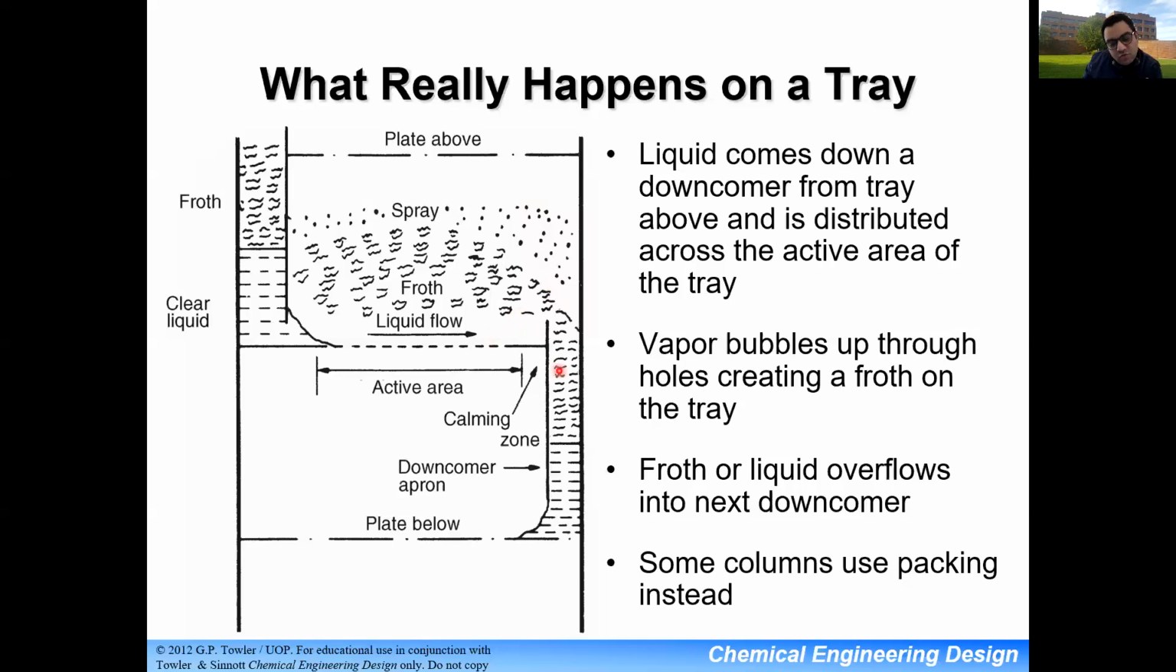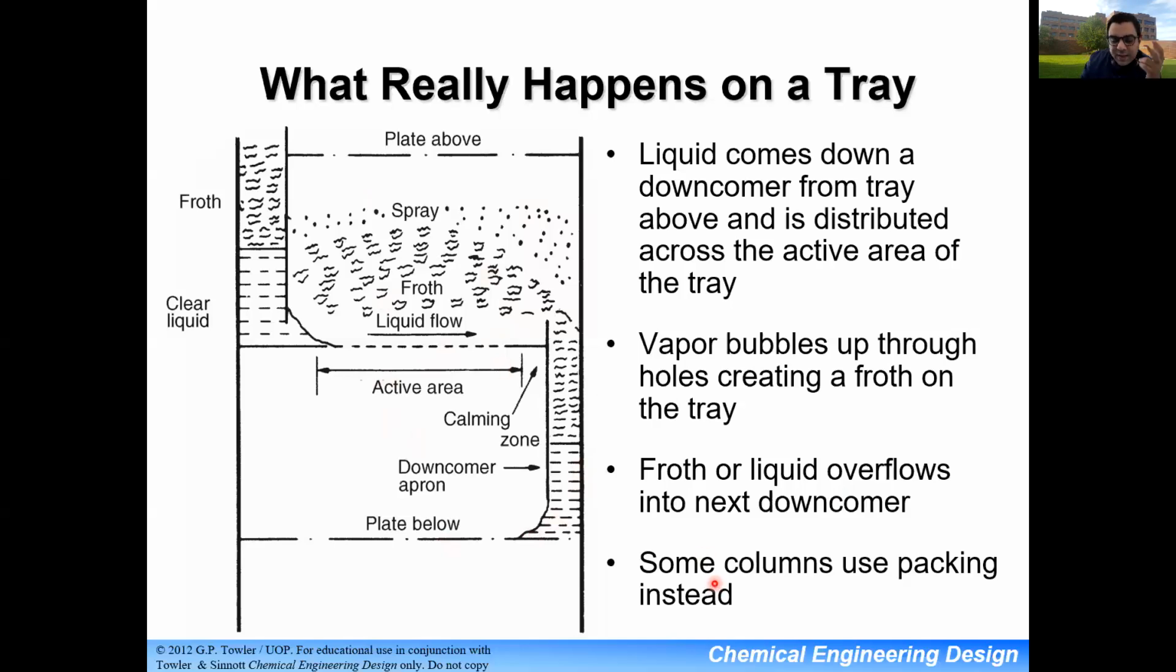or liquid continuum drops to the stage below, and then here you have the same phenomena where I have gas coming up, you get a stable liquid phase, and then I have some bubbling, I have frothing, and then spraying very small particles of liquid, and then near the very top, it will be mostly vapor, okay? So liquid comes down a downcomer from the tray above, distributed across the active area of the tray. Vapor bubbles come up through the holes, creating frothing, and then froth or liquid overflows to the next downcomer, and so on. And it goes along your column height.